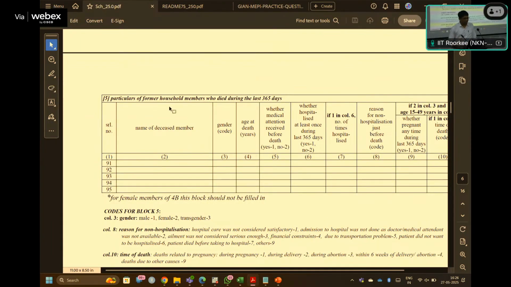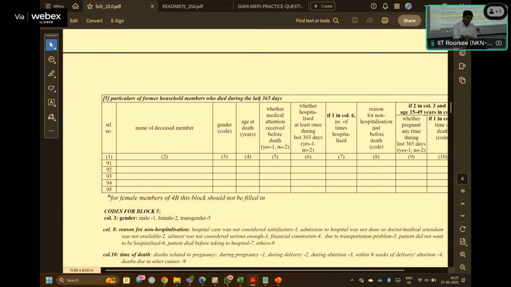Why? Particulars of former household members who died, who passed away during the last 365 days. If we are interested in understanding the expenditure or even other indicators of health access, persons who are deceased are usually not required. So around 2000 plus sample are missing from the data.